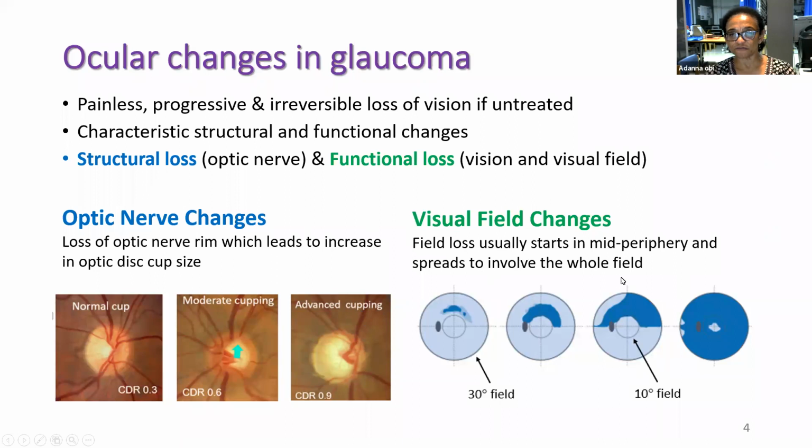When you come to the functional changes, we have to assess vision, but visual field is the main thing. Again, we tend to see characteristic visual field changes. You tend to get arcuate scotomas, either superiorly or inferiorly, and a nasal step, and over time they will coalesce and move centrally and peripherally, and you'll end up with the advanced stage having just a tiny island in the middle usually.